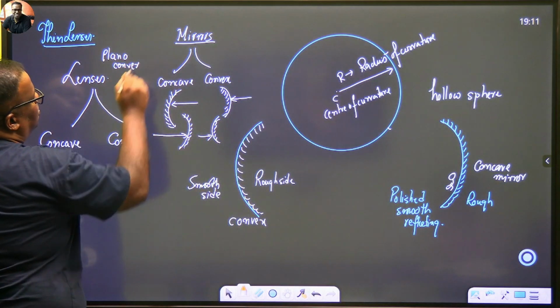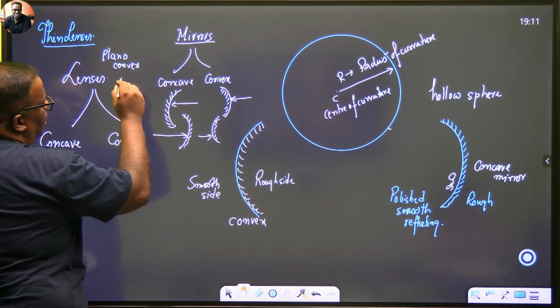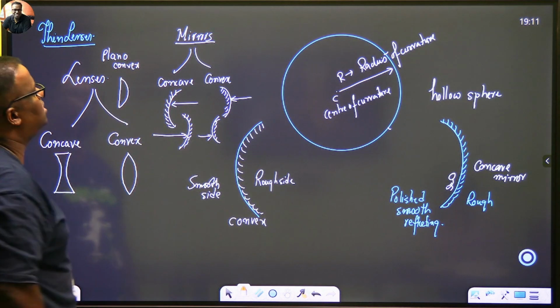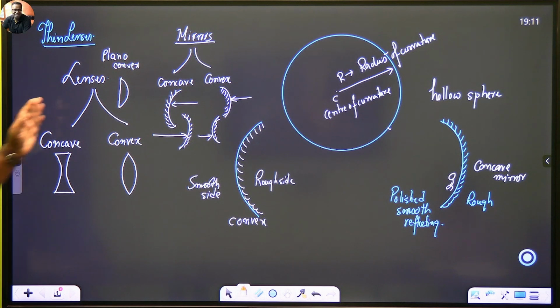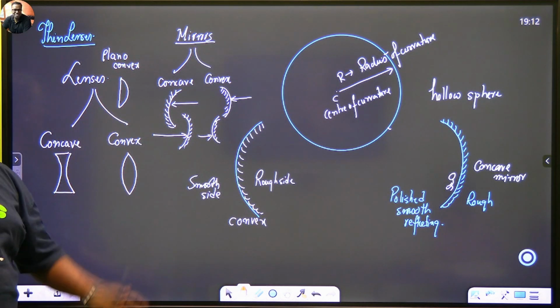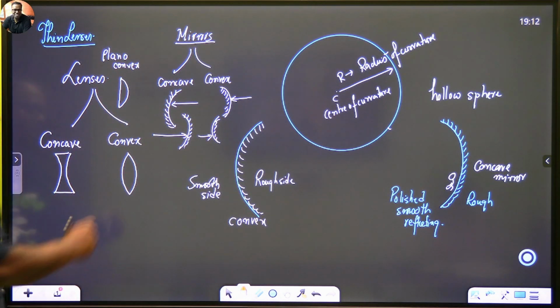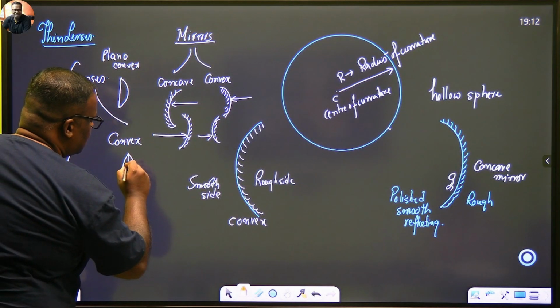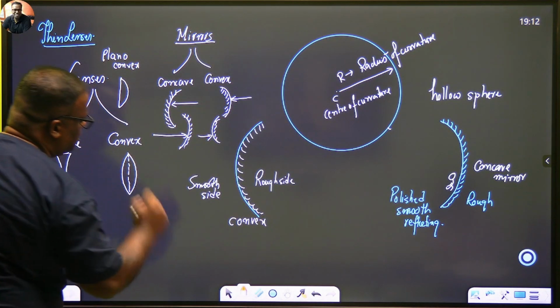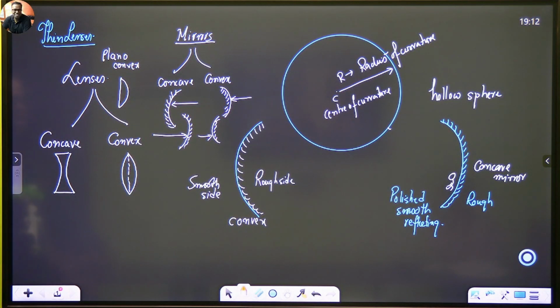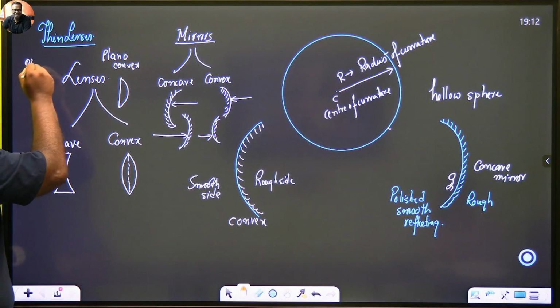Plano-convex. A plano-convex has one side straight and one side curved like this. Two plano-convex joined end to end gives you a convex lens. Makes sense now? Okay.